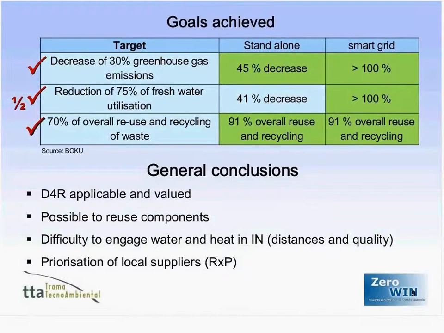As general conclusions, the D4R principles that we were working with in this project have proved to be applicable and very valued by all the stakeholders in the chain. It has been possible to reuse components even in a very high-tech sector such as PV plants or PV systems. It has proved to be difficult to engage in water reduction, freshwater reduction, and heat utilization in this industrial network, basically because of the distance between the different possible nodes or factories in the industrial network. So water is the only environmental target that was a bit tough to work with in PV plants, but still some progress can be made.